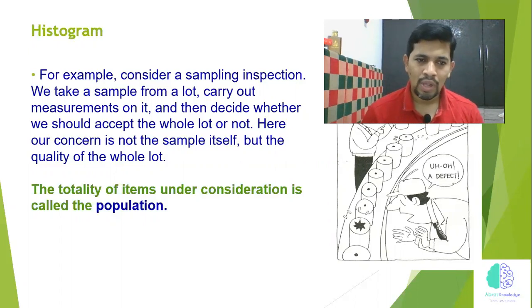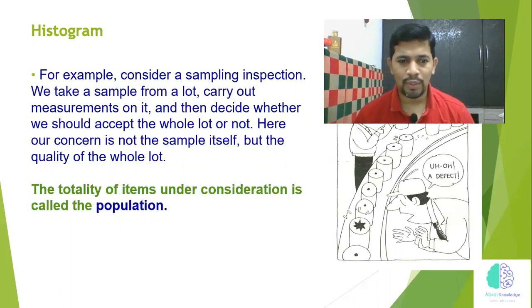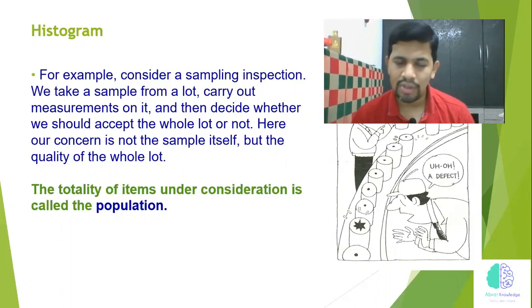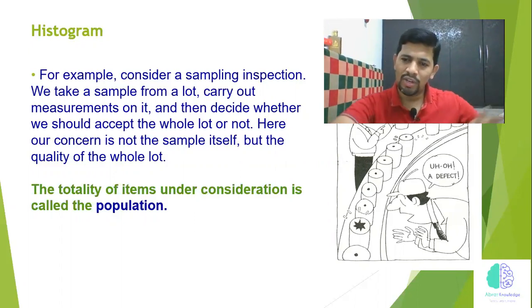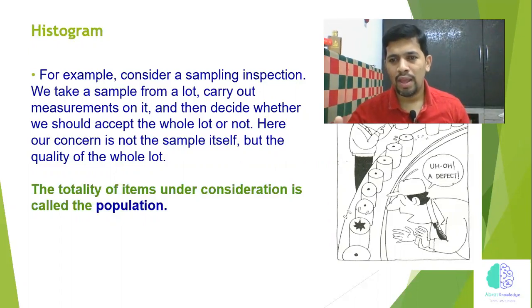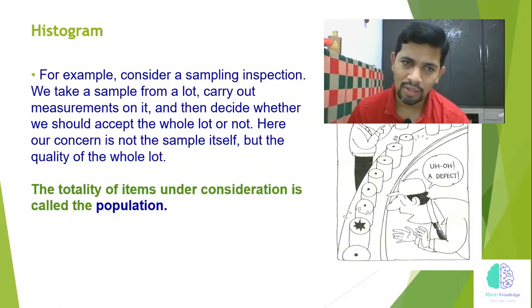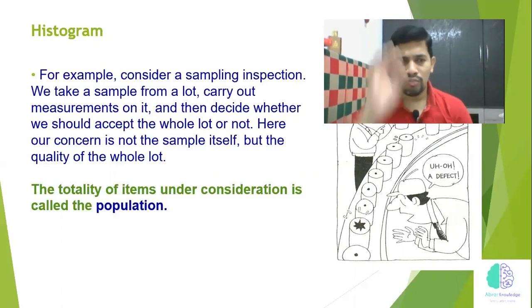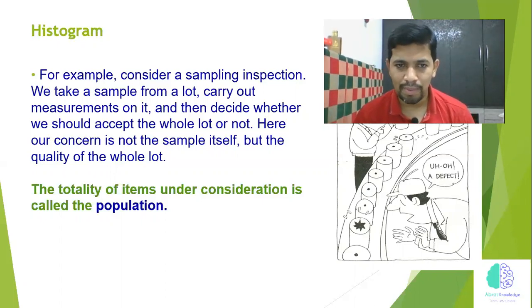Then there is the histogram. The histogram is a very interesting concept, one of the seven QC tools. This is the sixth one, the histogram. It talks about the total items under consideration, which is called the population. Let's say you are making thousands of products, and now which product has a defect? We'll talk more about how the sampling can be carried out. For example, considering sampling inspection, we take a sample from a lot, carry out the measurement on it, then decide whether we should accept the whole lot or not. Here our concern is not the sample itself, but the quality of the whole lot.